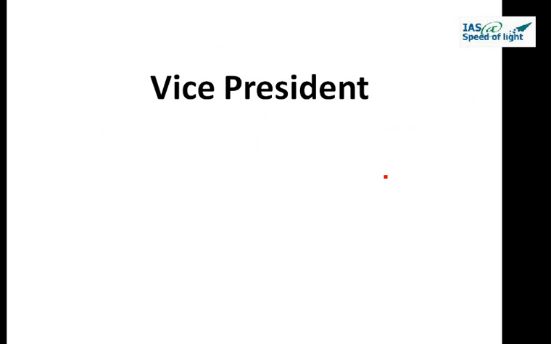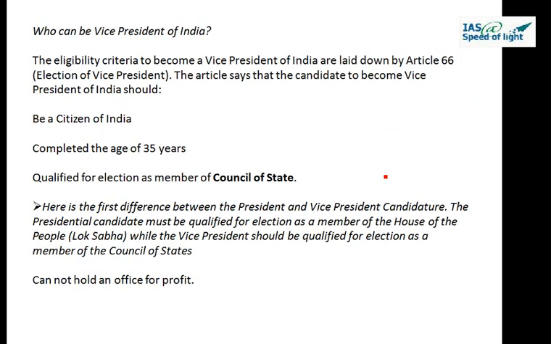Now we come to the second part of the union executives. The first was the president. Second is the vice president. So the first thing is who can be the Vice President of India. The eligibility criteria to become a Vice President are laid down under Article number 63, which tells about the election of the President. The article says that a candidate to become Vice President of India should be a citizen of India, the first condition. The second condition, completed the age of 35 years, same as the President. For president also eligibility was 35 years.